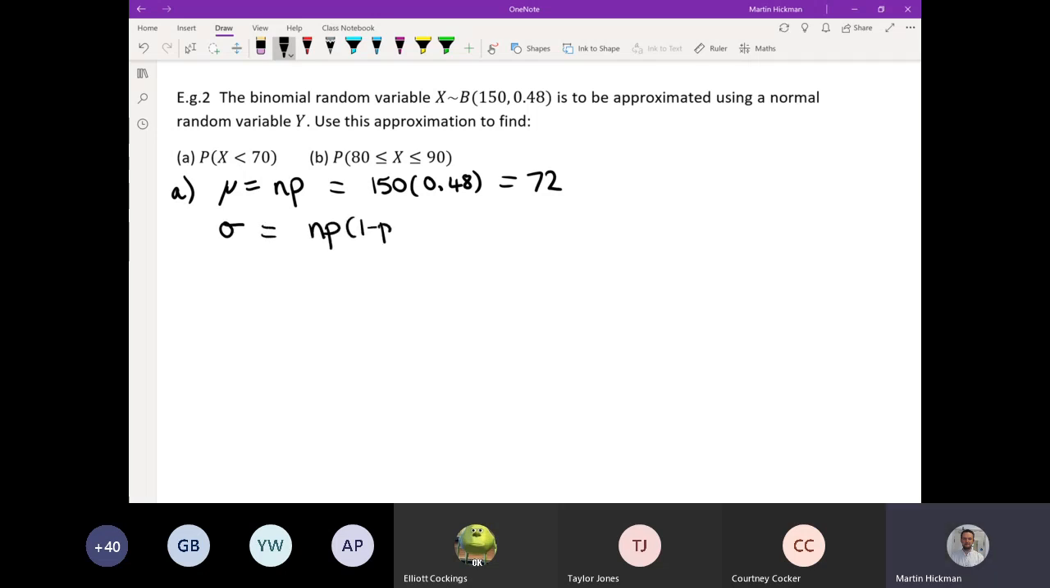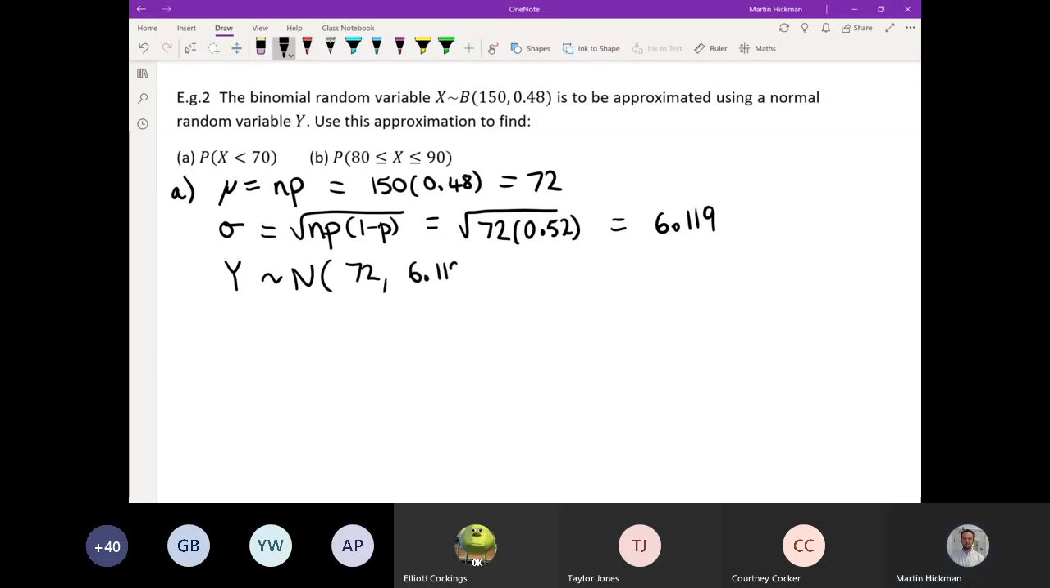So we would just do the square root of np times 1 minus p. Remember, this is in your formula booklet. So np, well, we just worked that out, that's 72. 1 minus p, that's 1 minus 0.48, that's 0.52. And when I get that, I get 6.119. So that means in terms of my normal distribution, the mean is 72 and the variance is 6.119 squared.